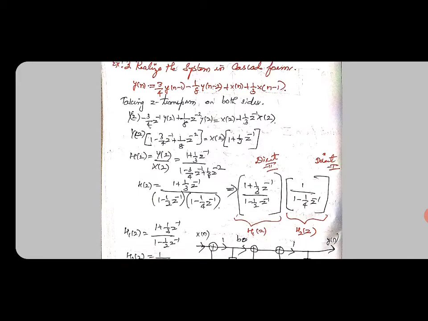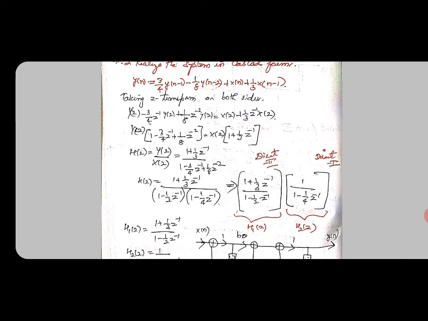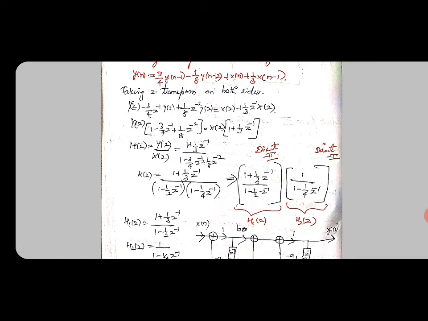By taking the z transform on both sides, we can obtain y of z minus 3 by 4 z inverse into y of z plus 1 by 8 z power minus 2 into y of z is equal to x of z plus 1 by 3 z power minus 1 into x of z. By taking y of z common and x of z common, we can obtain h of z, which is y of z by x of z is equal to 1 plus 1 by 3 into z inverse by 1 minus 3 by 4 into z power minus 1 plus 1 by 8 into z power minus 2.